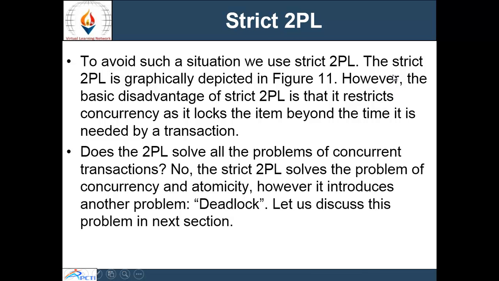But the basic drawback of strict two-phase locking is that it restricts concurrency after it locks the item beyond the time it is needed by a transaction, because it releases all the locks at once or in one go. So the items are locked beyond the time they are actually needed by a transaction. But it results in the problem known as deadlock.